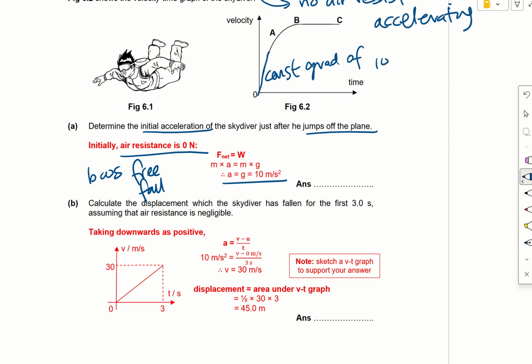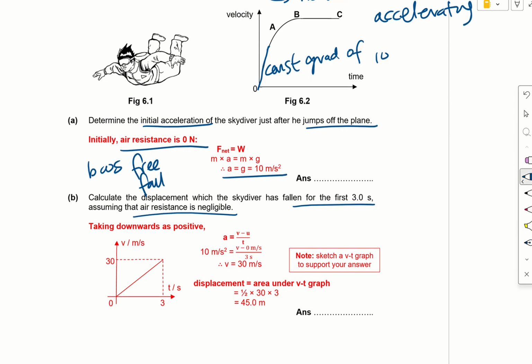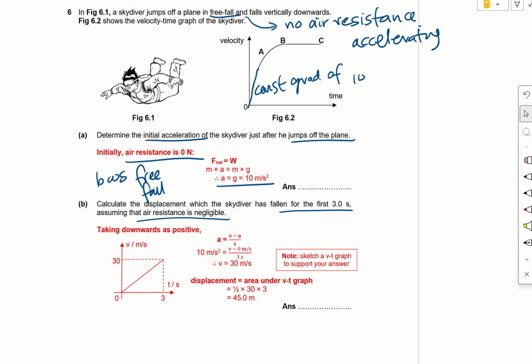Now calculate the displacement which the diver has fallen for the first 3 seconds, assuming that air resistance is negligible. For the first 3 seconds, the final speed that he reached after the first 3 seconds is 30. How do I get that? a equals v minus u over t.